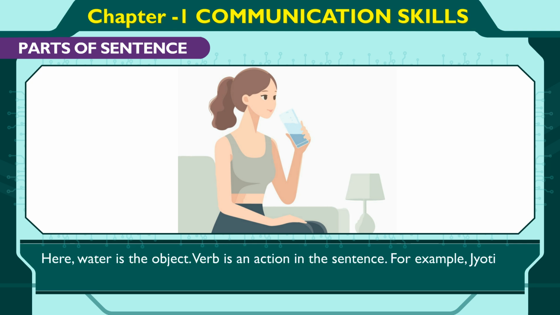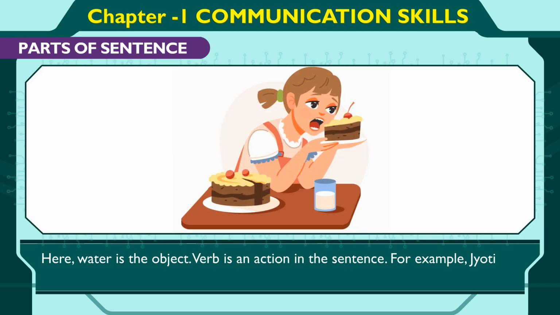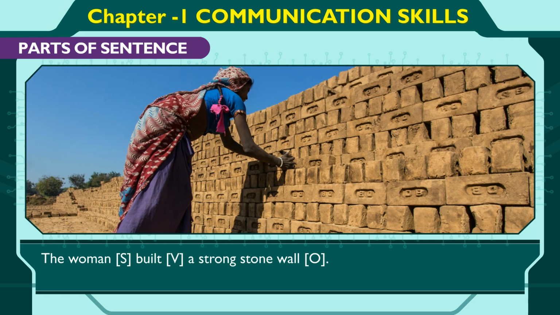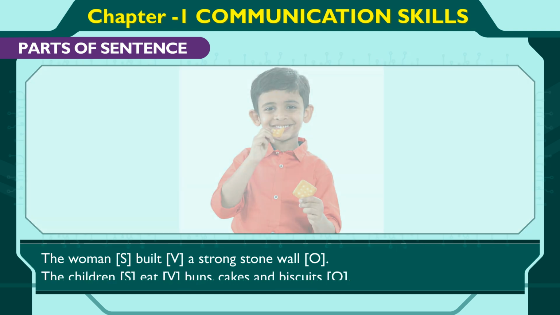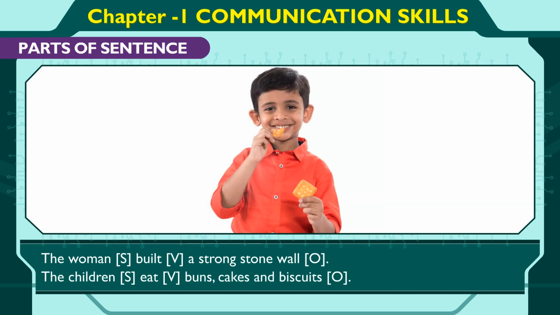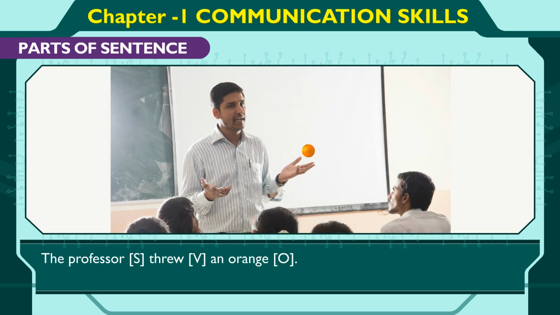Verb is an action in the sentence. For example, Jyoti eats cake. The verb is eats. The woman, S, built, V, a strong stone wall, O. The children, S, eat, V, buns, cakes and biscuits, O. The professor, S, threw, V, an orange, O.